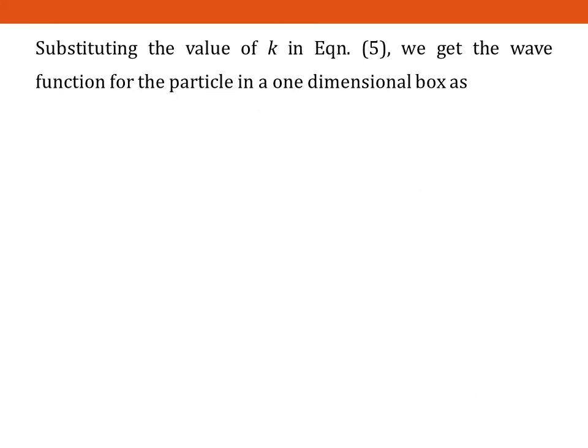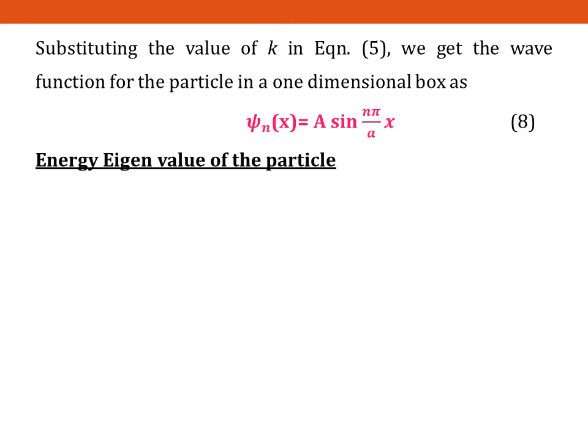Substituting the value of k in equation 5, we get the wave function associated with a particle which is confined in a one-dimensional potential box to be psi n of x is equal to a sin n pi by a x, which we represent as equation 8. Our first task here is to find the energy of the particle, and this energy has a name. We call it the energy eigenvalue.